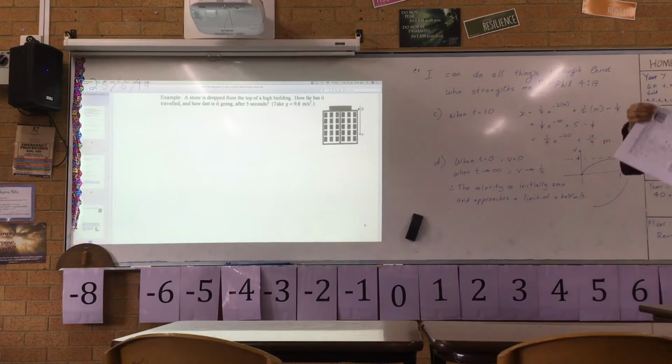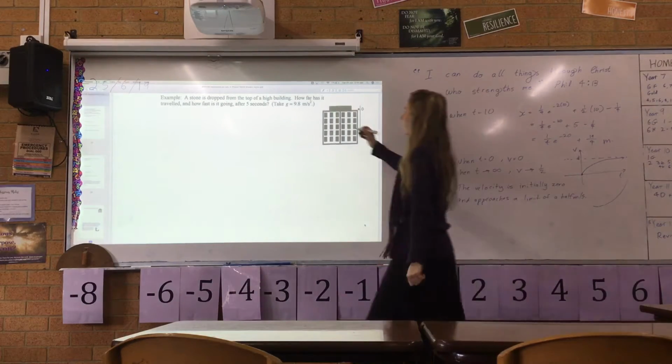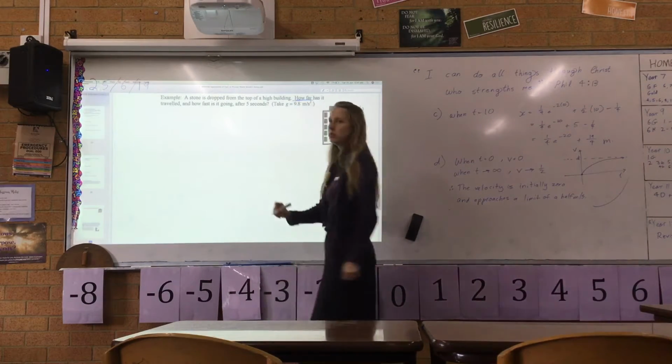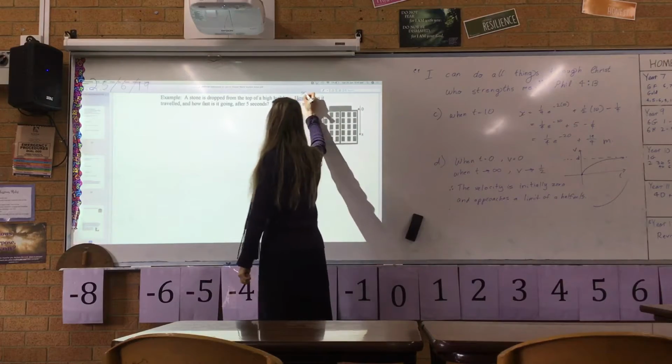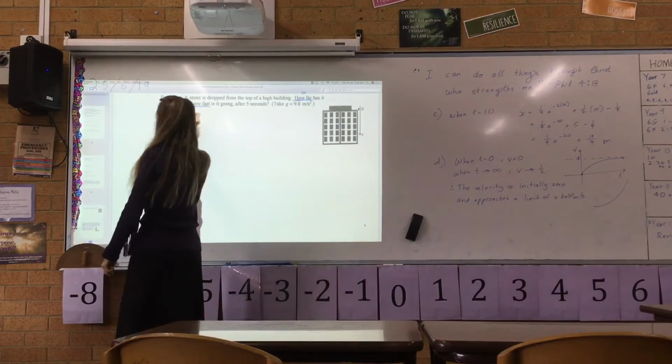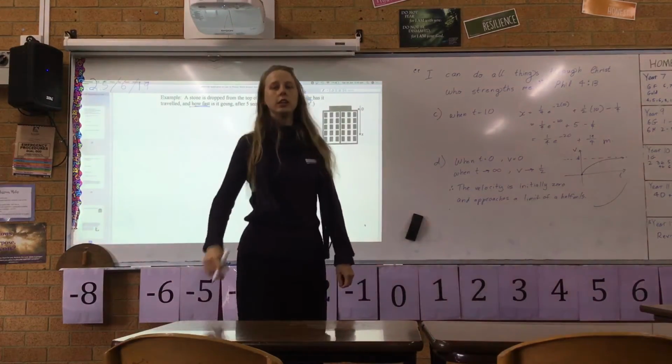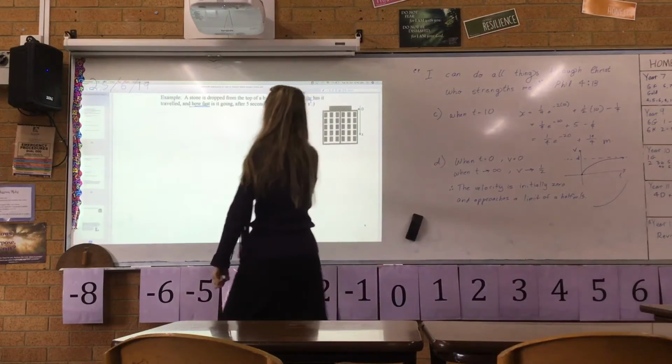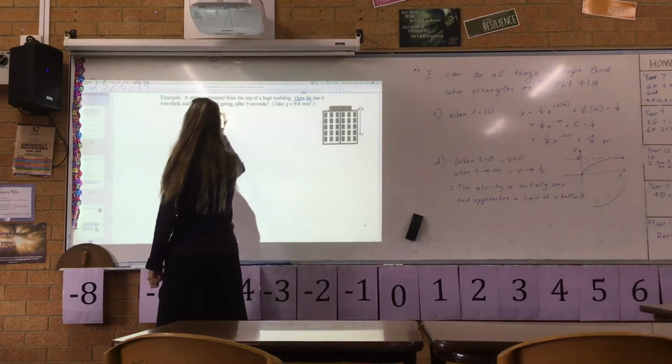A stone is dropped from the top of a high building. How far has it travelled and how fast is it going after 5 seconds? Now when it says how far, what does that sound like to you? That sounds like displacement to me too. How fast, what does that sound like to you? Speed, yep. Speed, velocity, yep.